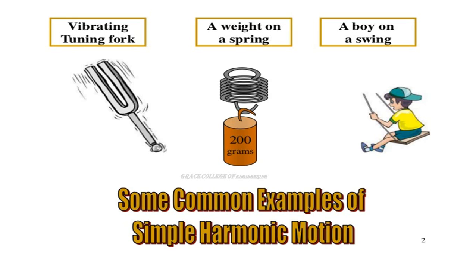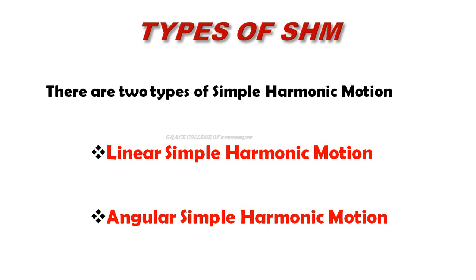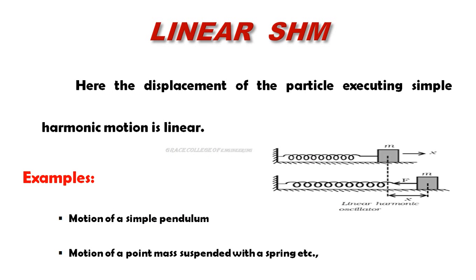These are all examples of simple harmonic motion: vibrating of a tuning fork, weight on a spring, buoy on a swing. Then types of simple harmonic motion. There are two types of simple harmonic motion. One is linear and another one is called angular simple harmonic motion.